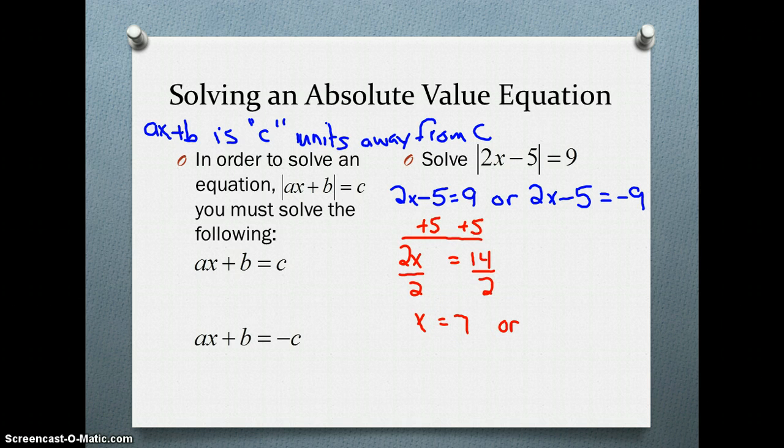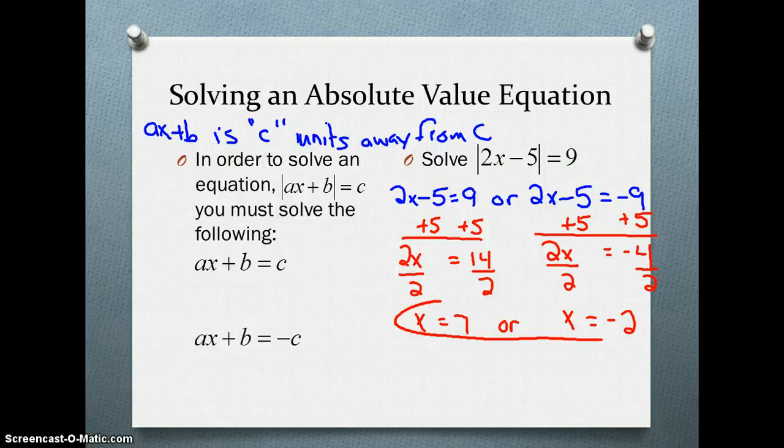Or, let's go over here again. We'll start by adding 5. That would get us 2x equals -4. Again, there's the difference. We added 5, which was the same, but instead of getting 14, we get -4. 2 times x, the inverse is still to divide by 2. I get x is equal to -2. -4 divided by 2 is -2. So these make up our two possible answers.